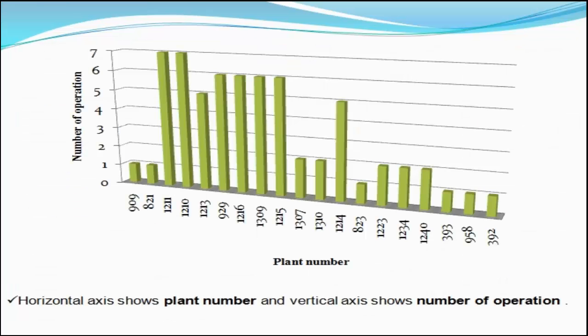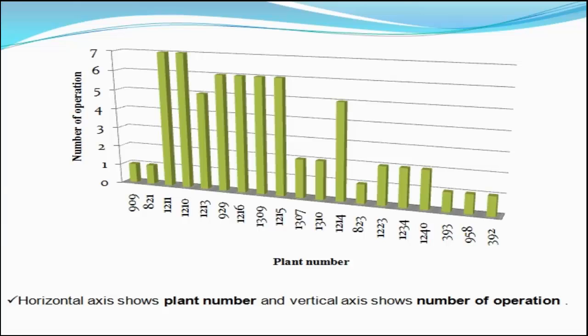This graph shows the plant number and the number of operations on the horizontal and vertical axes respectively. By this graph we can easily understand which machine is producing which amount of broach tool and the maximum number in which they occur. The number of operations also shows which machine is performing which number of operations.